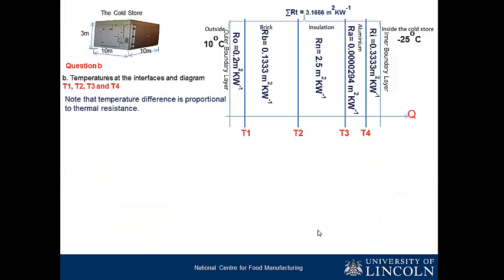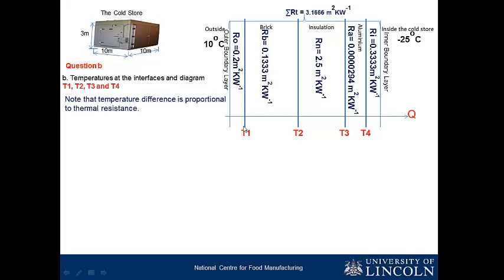Part B is asking us to find the temperature at the interfaces, the temperature at the wall, at the inner boundary layer, at the wall, and also at the interfaces. We have called them T1, T2, T3, T4. You can call them anything. Now the most important thing is that you use the appropriate figure when you are doing your computation.